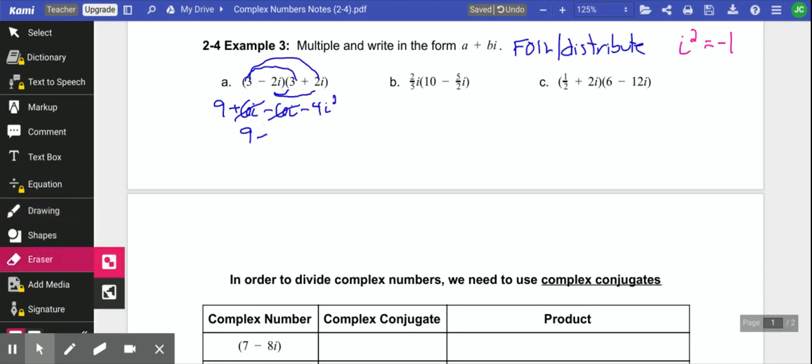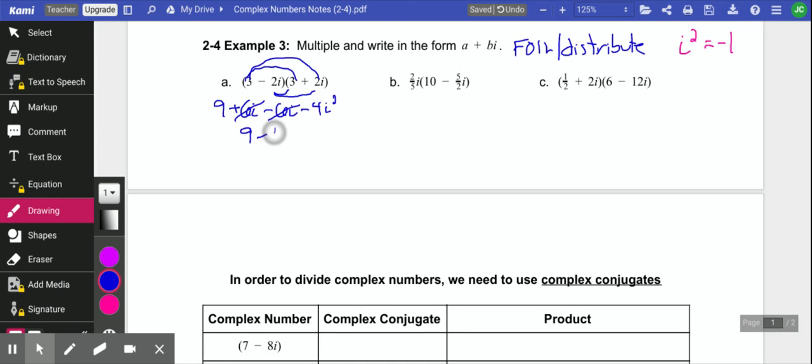Now, remember, I just said that we don't ever want to leave an i squared in the problem. So remember, i squared is the same thing as -1. So this is 4 times -1, which is going to make this 9 plus 4, which is 13. So it is possible to multiply two complex numbers and get a real number, because you see the imaginary parts went away. That doesn't always happen. It happens in special cases.